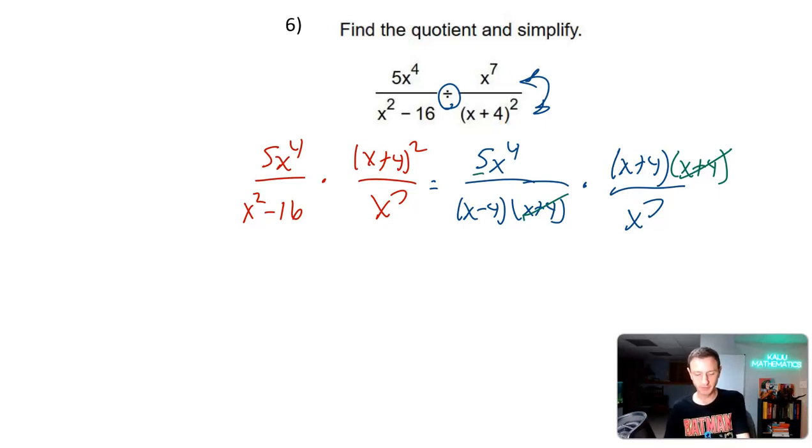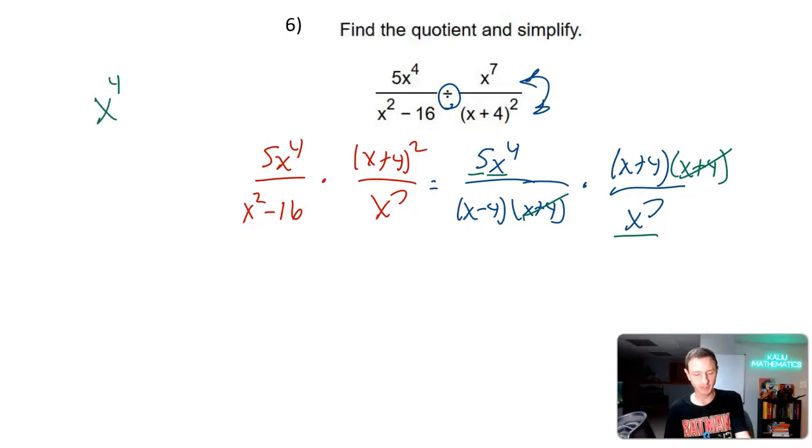What else? I have this constant of 5. I don't have any other constants. If I had a 10 here, I would do 5 over 10, which would simplify down to 1/2. I'm just showing you that as an example, that I would look for some other constant there, but there's nothing to simplify there. Then x to the 4th over x to the 7th.